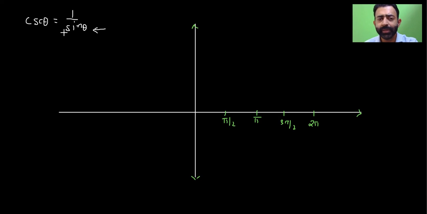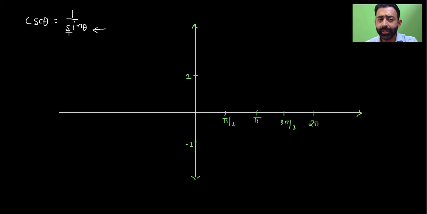Okay, it will always be greater than 1 or it will always be less than minus 1. So let us mark the point on the y-axis as plus 1. This is 1 and this is minus 1. Now at theta equal to 0, sin theta will be 0.